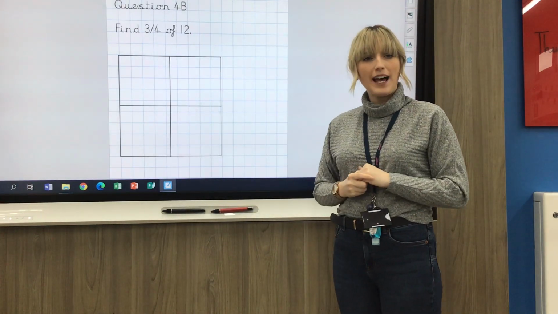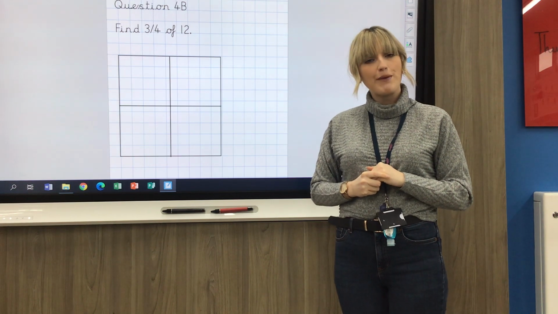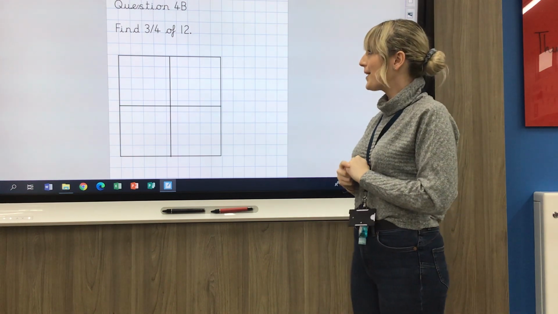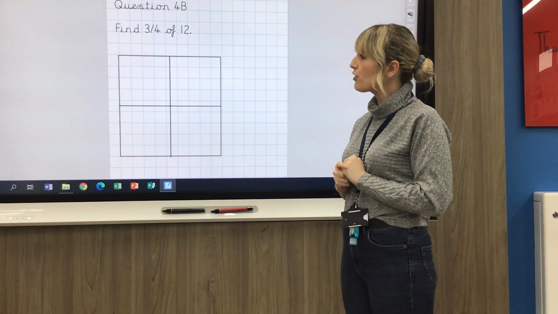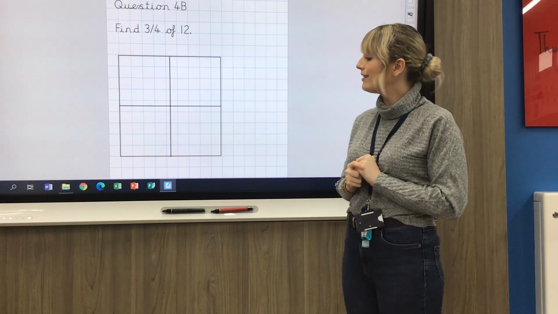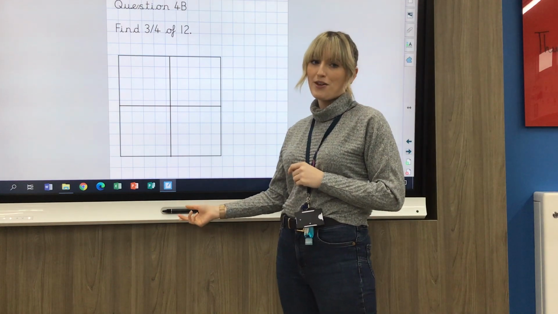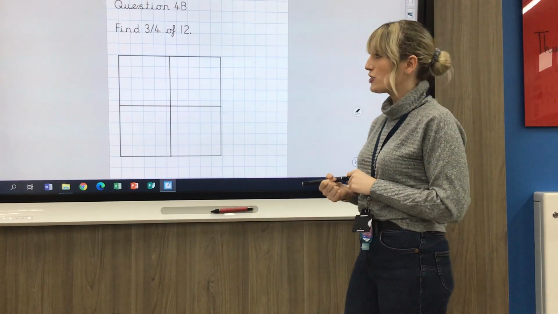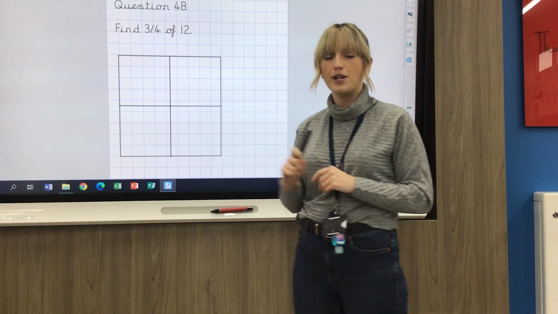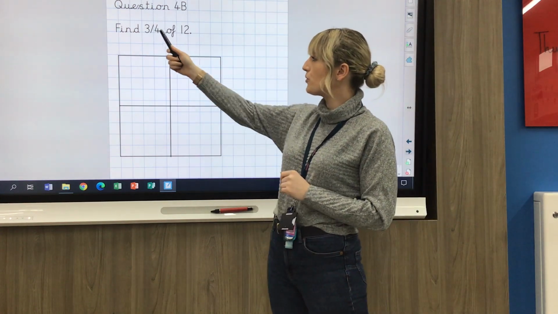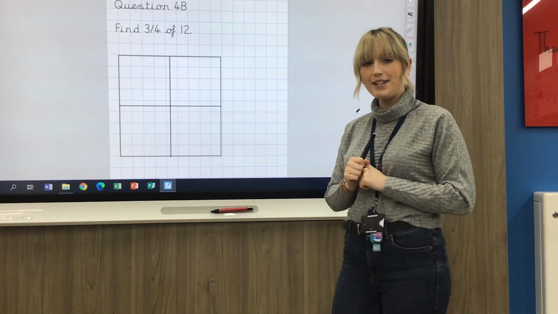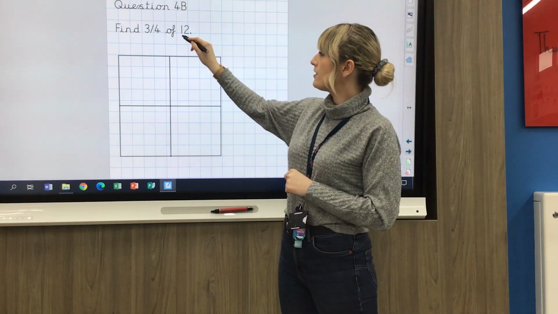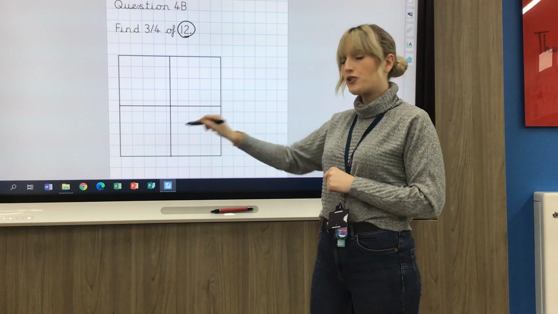Okay, let's look at some questions from section B and section C. So here I've got question 4B. It says find 3/4 of 12. Now I'm going to do this one with you because I thought we'd find this one a little bit tricky, because we're not finding just 1/4, we're finding 3/4 of 12. So what we need to do first is split 12 into quarters.